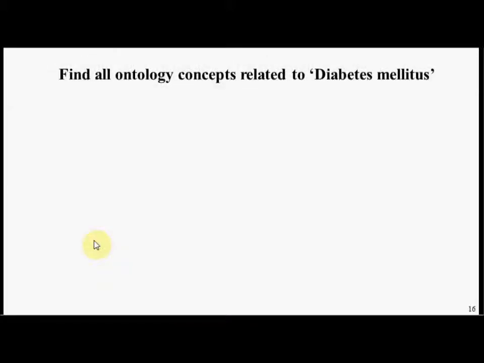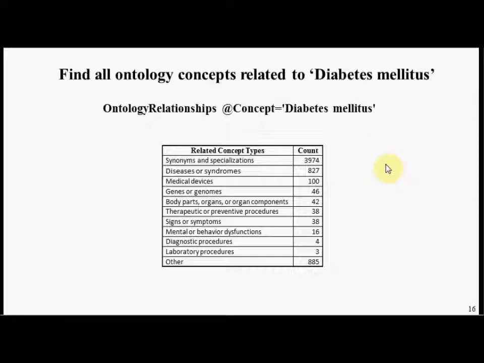Let's look at another query type example. In this example, what we want to do is find all ontology concepts related to diabetes mellitus. Now we're going to demonstrate a SQL stored procedure that was created. I'm not going to show you the internals, but it takes one parameter. So we're going to pass in diabetes mellitus. And what is returned is the following.